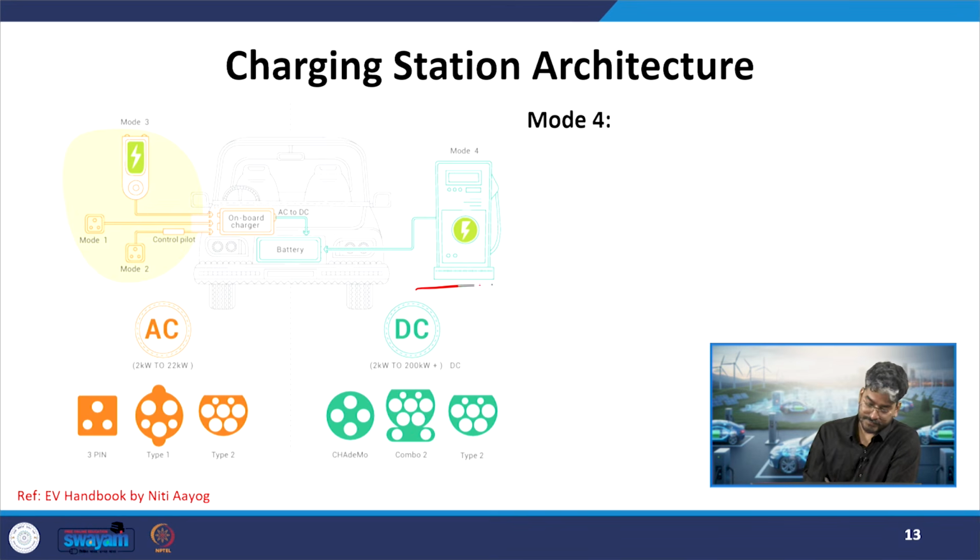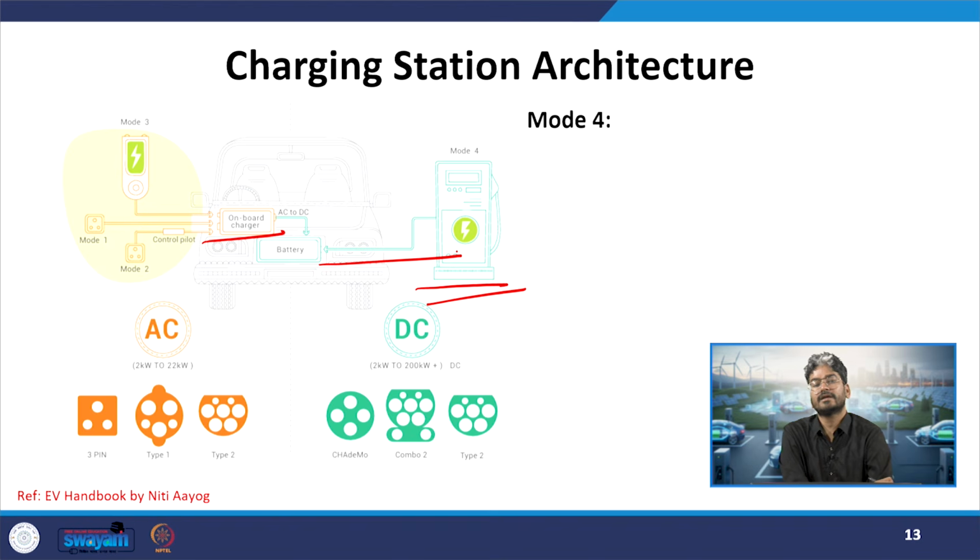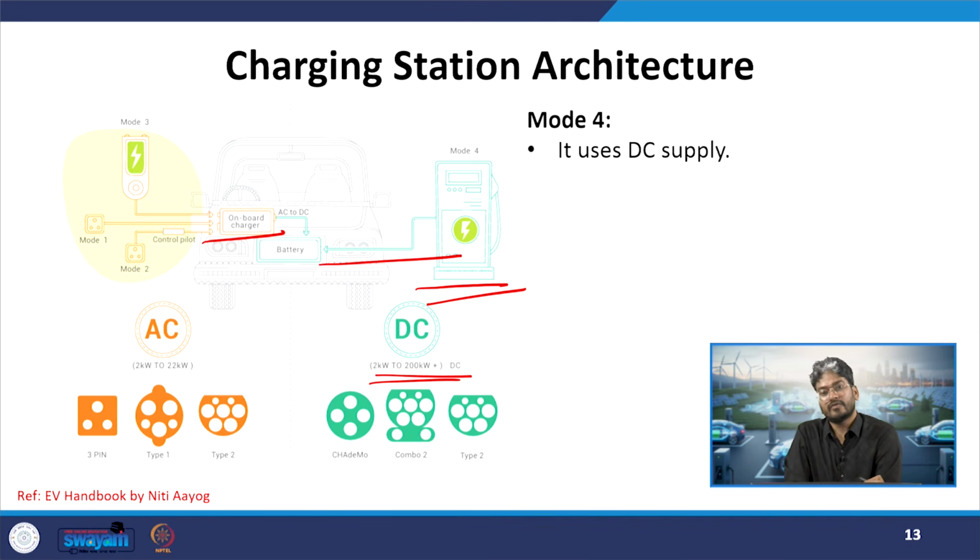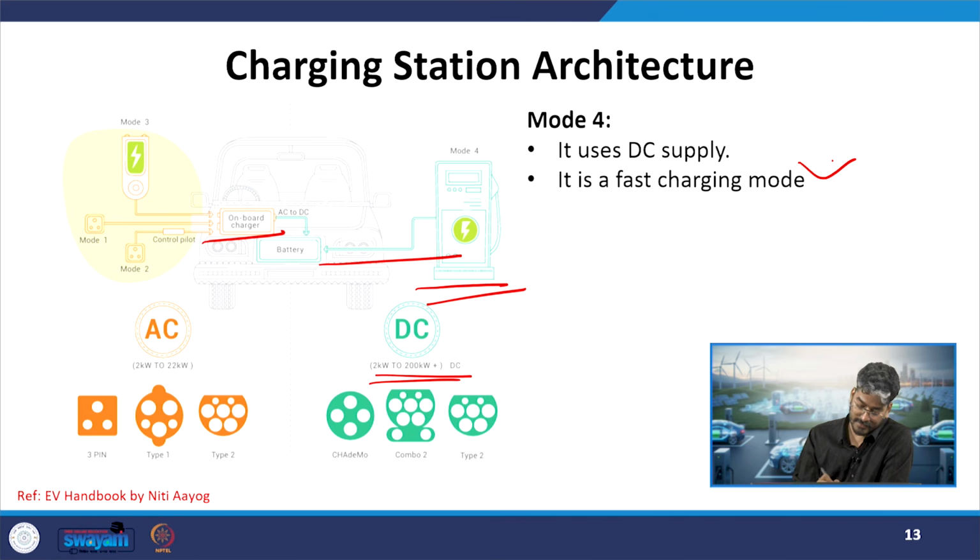Then your mode 4, that is our DC charging. If you see, in all 1, 2, 3 modes, we have an intermediate conversion stage, whereas in mode 4 we can connect directly to the battery because mode 4 is DC source based charging. Here, in this DC charging, it is usually used for fast chargers. So, it is our fast charging mode, and if you see the power rating, it starts from 2 kilowatts and can be more than 200 kilowatts of power as on today.